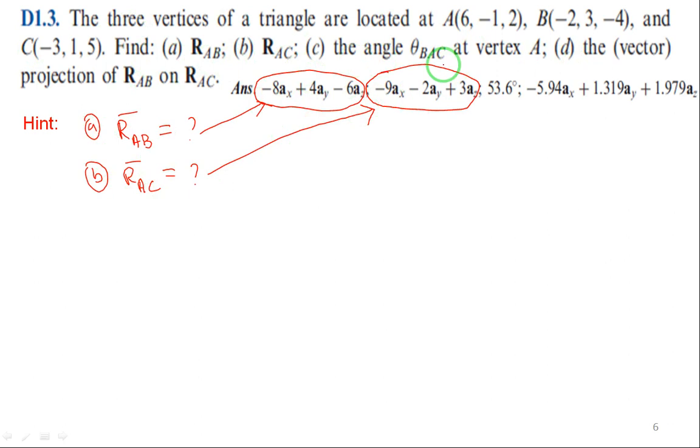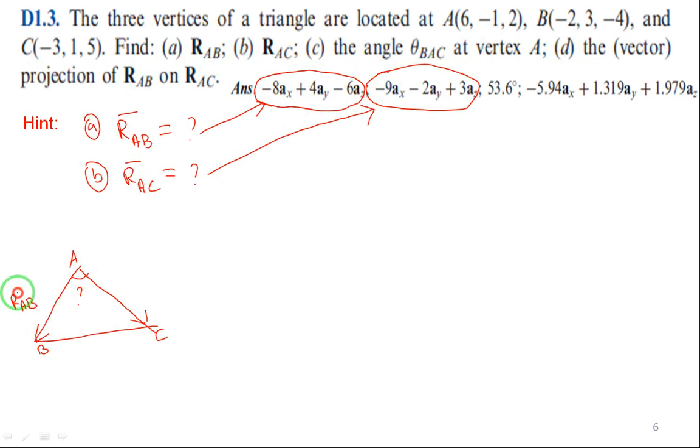Then they asked to find out the angle theta BAC at vertex A. Let me draw the triangle. Three vertices of a triangle they asked. Let me draw that. Okay, A, B, C. They asked to find angle theta BAC, meaning this angle we have to find, theta BAC, right? And we have vector RAB. This is the RAB vector and this is the RAC vector.